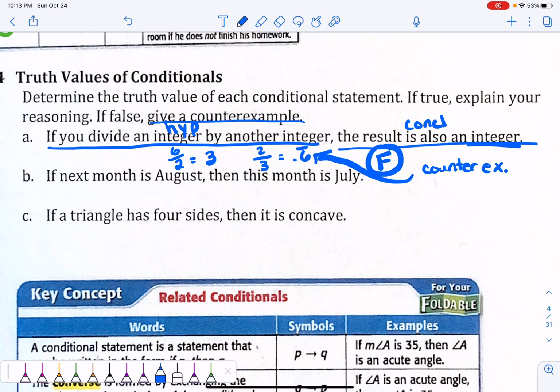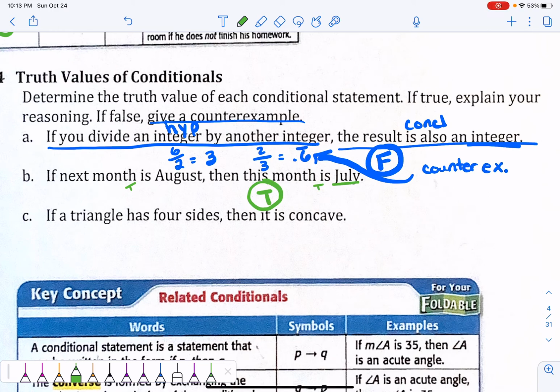Okay. If the next month is August, now the next month is not August, which kind of makes it a false statement to begin with. Next month is not August. False, right? So that automatically makes the whole statement true. But let's say that next month is August. That's true. Is this month going to be July? Yes, true. So the whole thing is true.